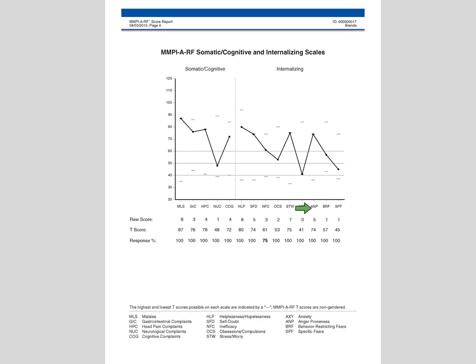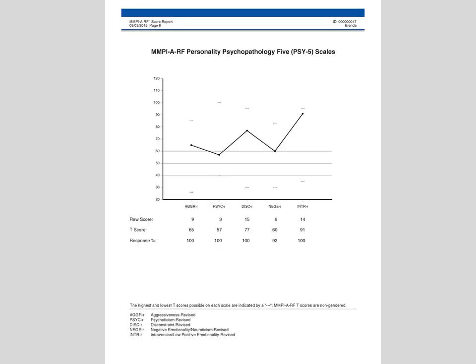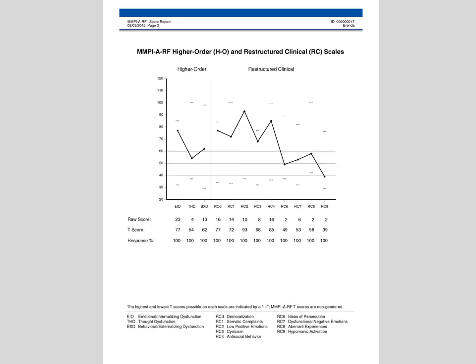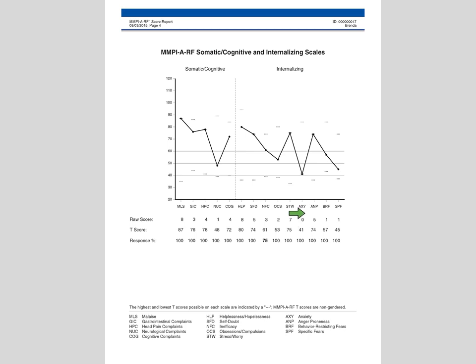In addition, anger proneness is at 74, and negative emotionality on the Psi-5 scales is at 60. And finally, RC7, dysfunctional negative emotions, is not elevated as we said before, nor is any of the other scales related to it with the exception of anger proneness, which is at 74, and negative emotionality and neuroticism on the Psi-5 scale.